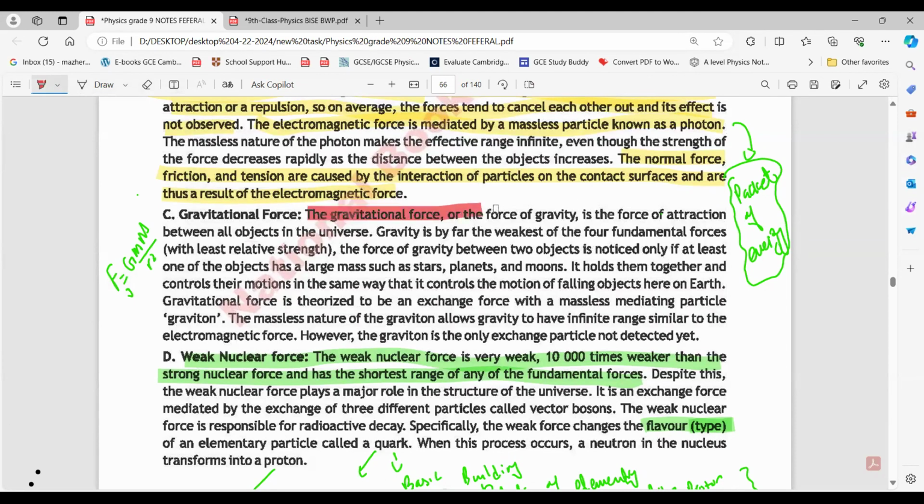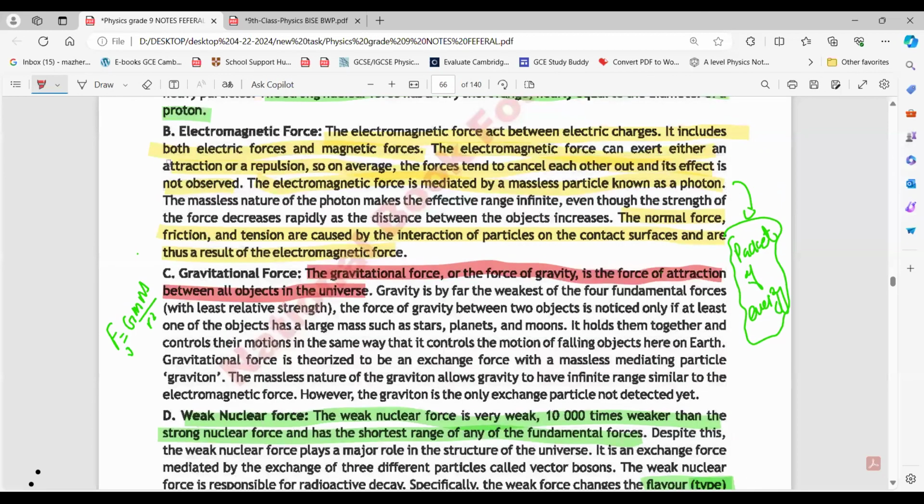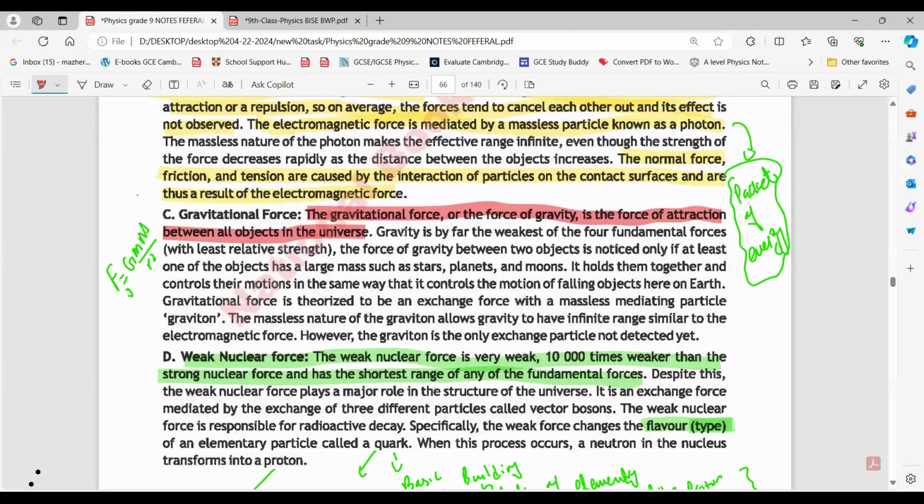So the gravitational force, or the force of gravity, is the force of attraction. It is the attractive force, okay? It's not a repulsive force. Like in electromagnetic force, it's attractive and repulsive both. But gravitational force is only an attractive force. Gravity is by far the weakest of the four fundamental forces.